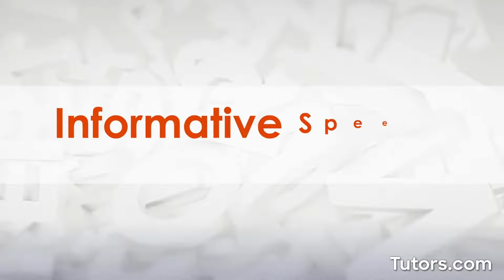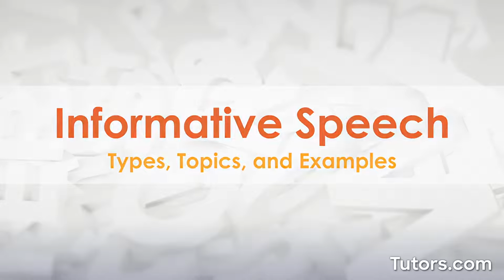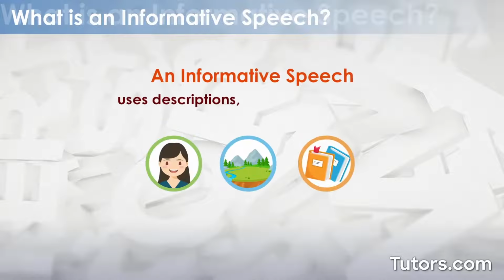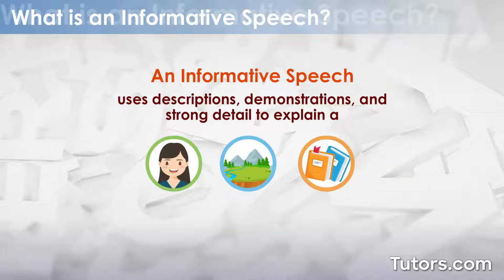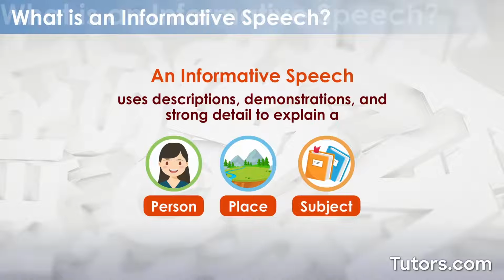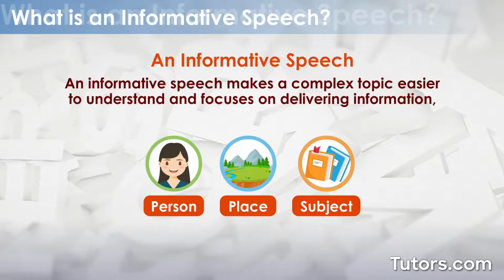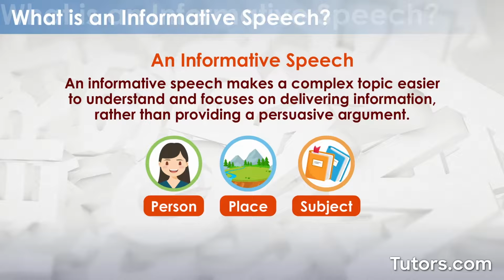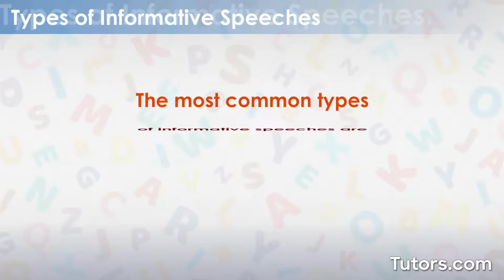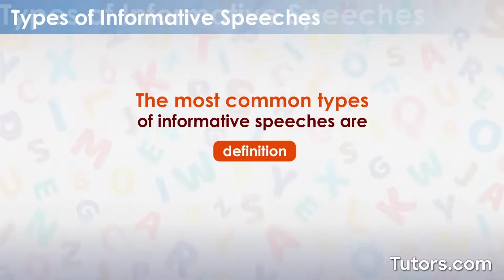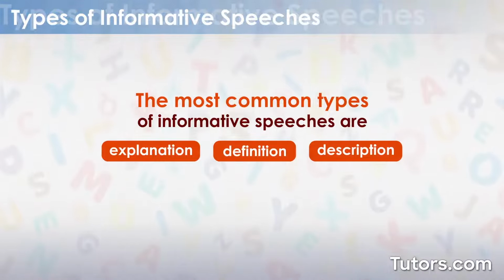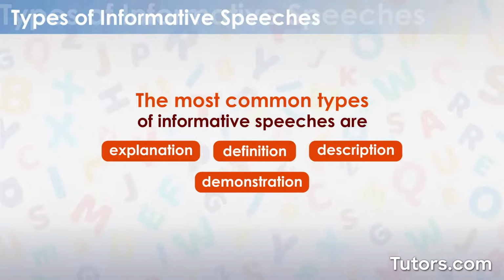What is an informative speech? An informative speech uses descriptions, demonstrations, and strong detail to explain a person, place, or subject. An informative speech makes a complex topic easier to understand and focuses on delivering information rather than providing a persuasive argument. The most common types of informative speeches are definition, explanation, description, and demonstration.